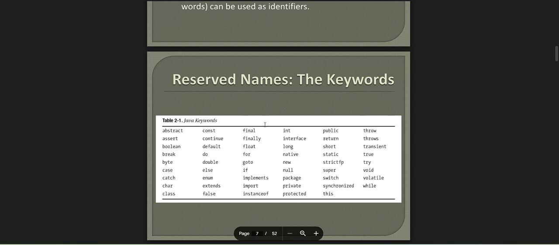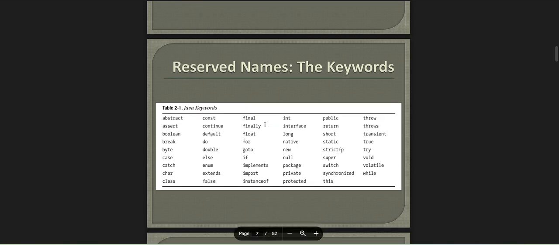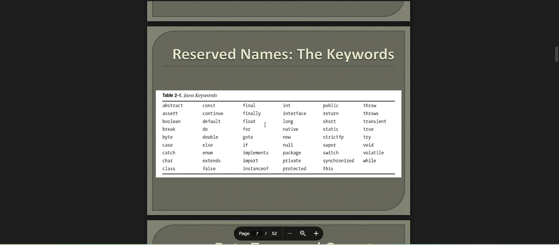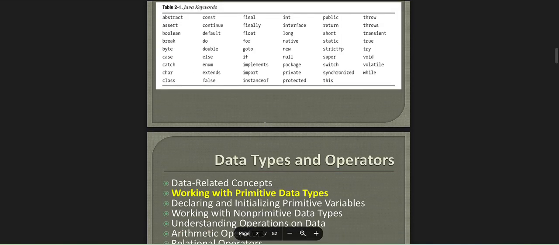The keywords: abstract, assert, boolean, break, byte, case, catch, char, class, const, continue, default, do, double, else, enum, extends, false, final, finally, float, for, goto, if, implements, import, instanceof, int, interface, long, native, new, null, package, private, protected, public, return, short, static, strictfp, super, switch, synchronized, this, throw, throws, transient, true, try, void, volatile, while.